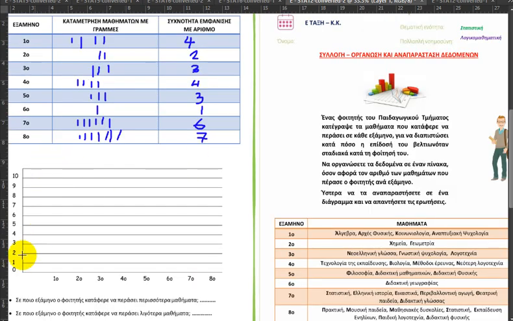Now we need to make bars for that. So first one is 4. A bar that starts from 0 and goes to 4. And the second one is 2. Third one is 3. Fourth one is 4 again. Fifth one is just 1. Sixth one is 6.